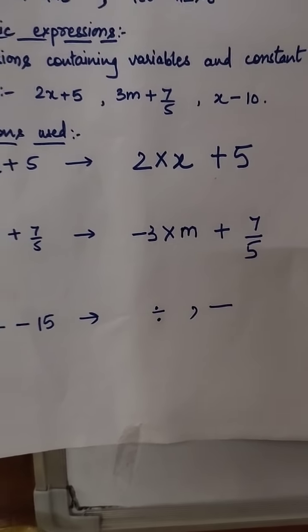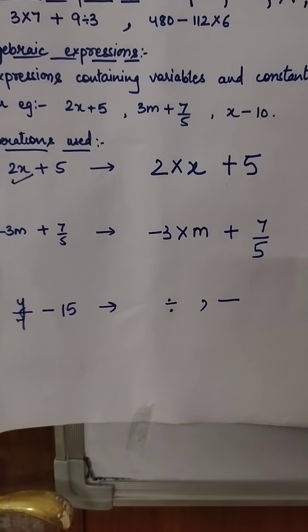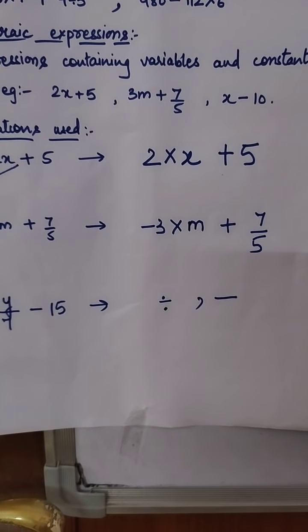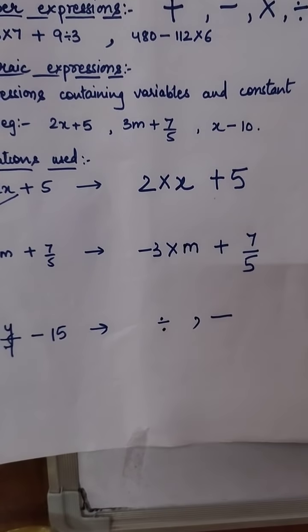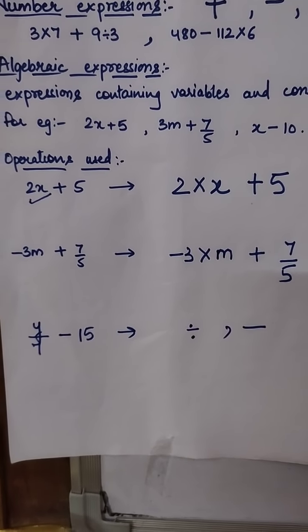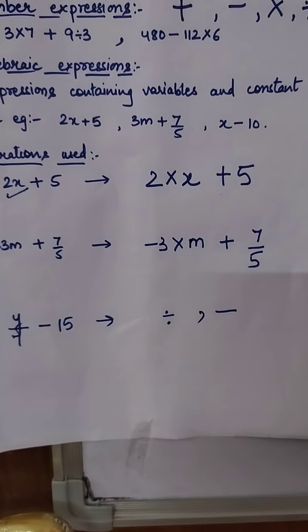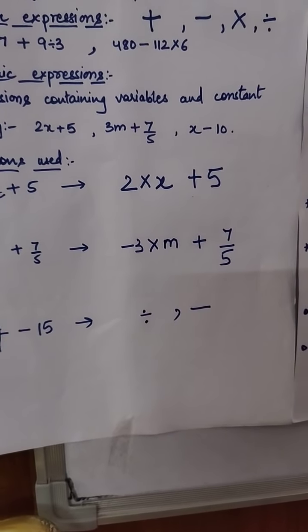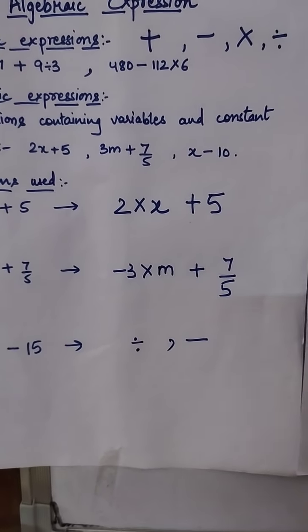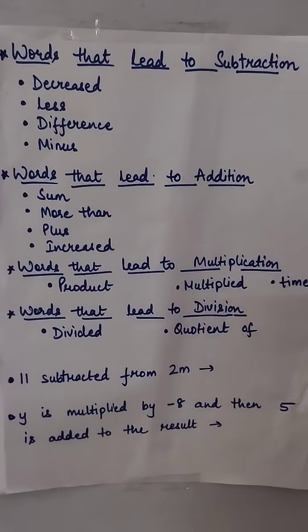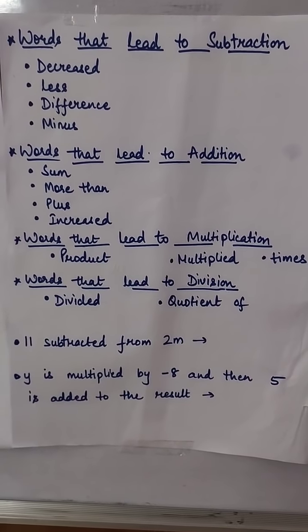Okay, this is how you come to know that it is an algebraic expression with the help of variables and constants. But what else can we do with algebraic expressions? We can write it in statement form, we can write it in algebraic form. So when we write it in expression form, or when we write it in algebraic form, what are the things that are required? We need a few words here.